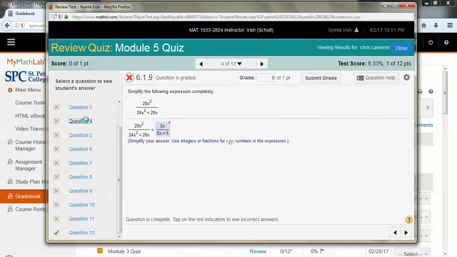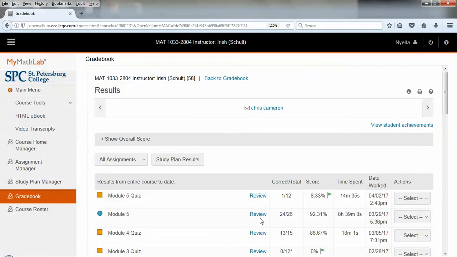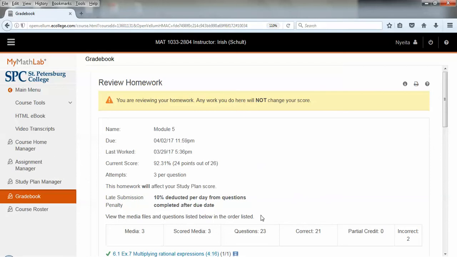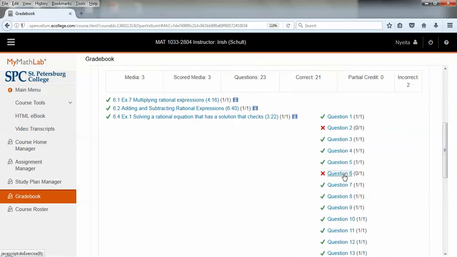If I go into your quiz and I pull this up, you're not solving, you're factoring and simplifying or multiplying. But before you multiply, you factor, you cancel, and then you simplify. This is question 6.1.29. So I'm thinking if you take a look back in the homework, you should be able to find something similar to that, where you had to multiply 2 fractions together. It might be the one that you missed here.